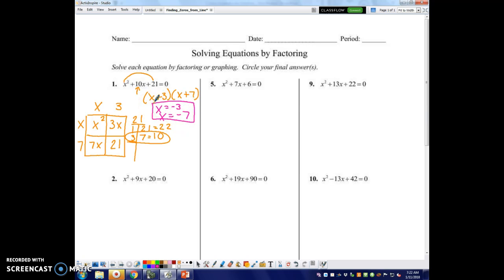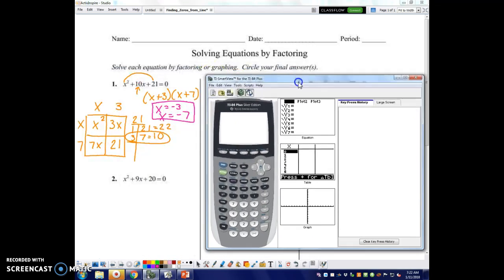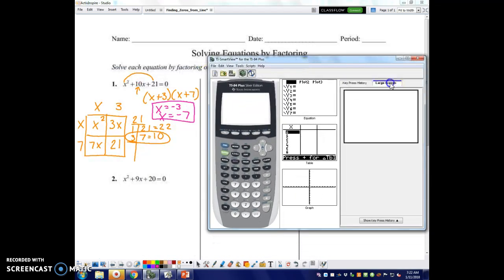Okay? Here's how you can do that in your calculator. So in your calculator, we go to y equals. We type in x squared plus 10x plus 21. Where does the graph hit the x-axis? At -3 and -7. So those are your answers. X equals -3, x equals -7.